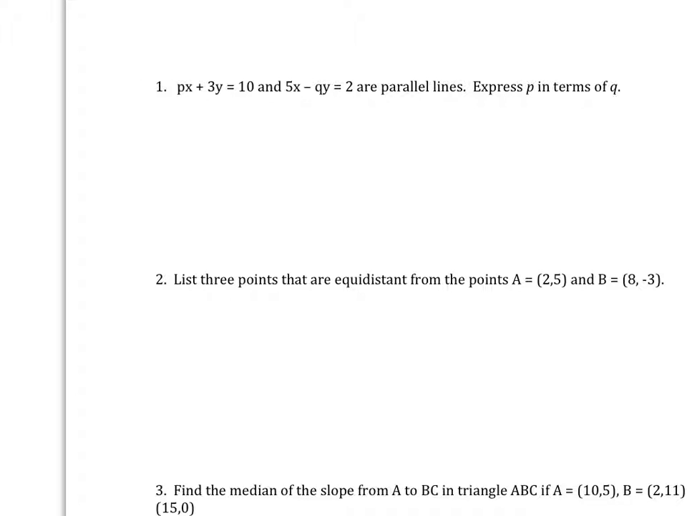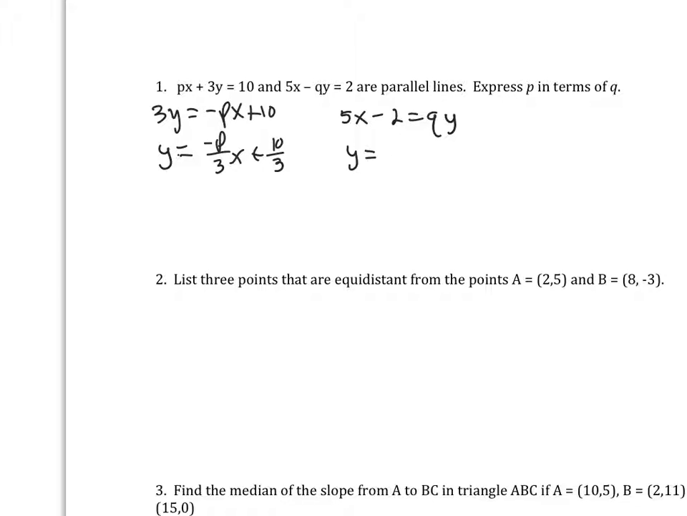So we can say that 3y is equal to negative px plus 10, and y is equal to negative p over 3 x plus 10 over 3. Over here we have 5x minus 2 equals qy, and so that means that we can say that y is equal to 5 over q x minus 2 over q.